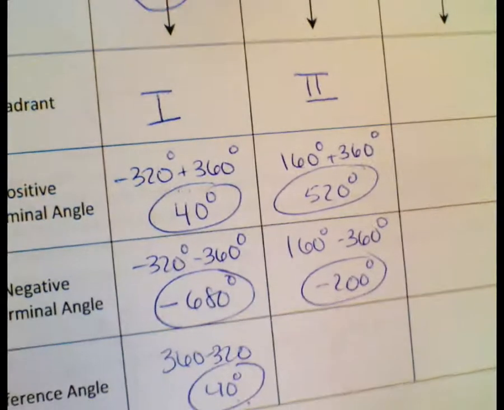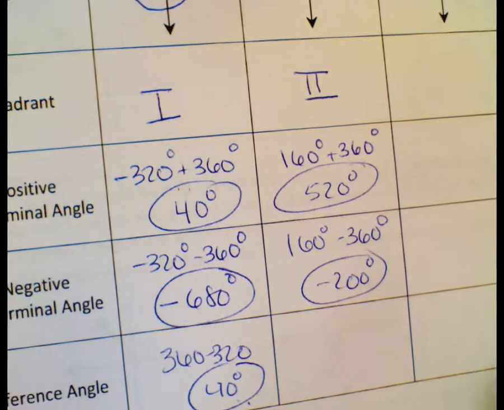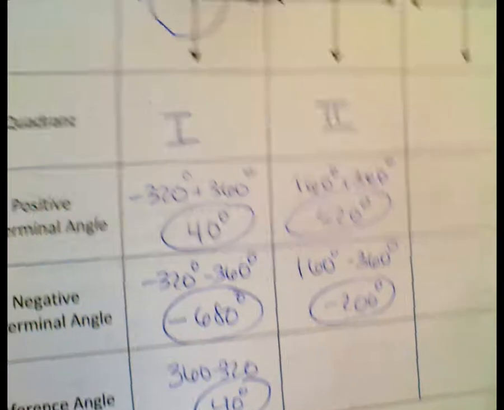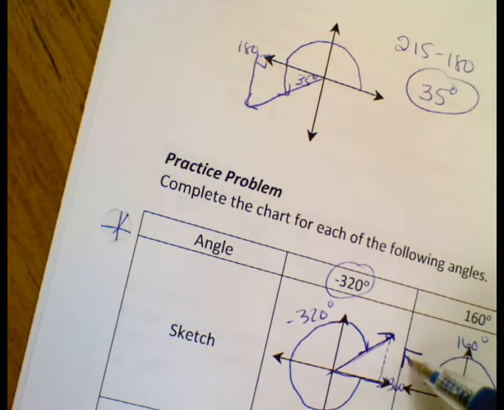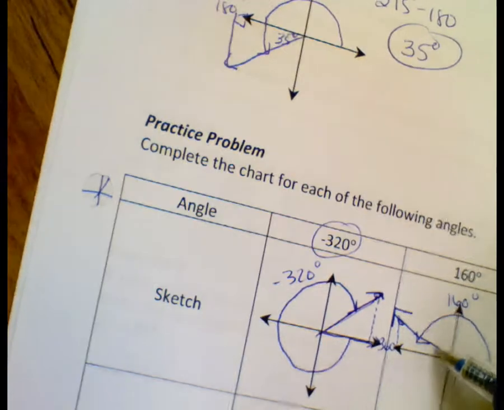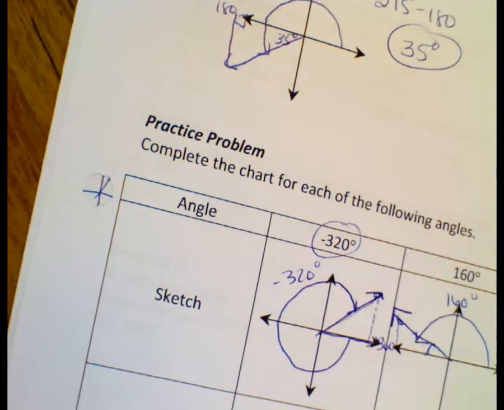And then give me the reference angle. Now remember, the reference angle is between 0 and 90, and it has to be positive. So basically for the reference angle, you go back up to your picture, go to the closest x-axis. We're trying to find this angle right here. That's your reference angle.